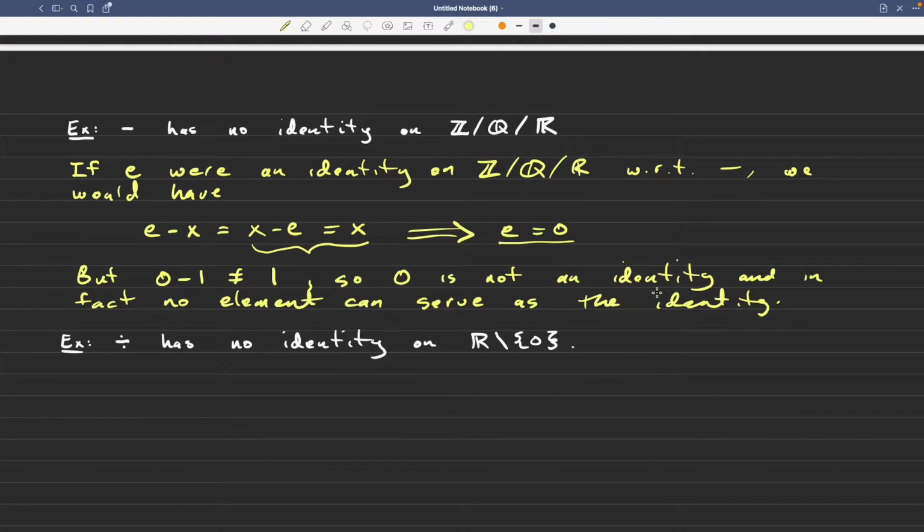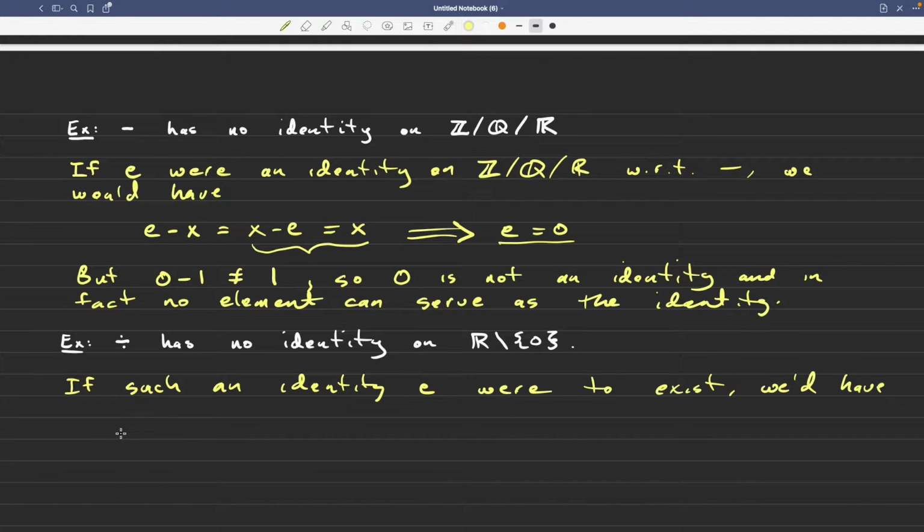Similarly, division has no identity on the reals minus 0. We're taking away 0 here, so we don't divide by 0. We'll do a similar sort of reasoning. If such an identity, let's call it E again, were to exist, we'd have E divided by X has to equal X divided by E, which has to be equal to X. And so if I take this equation here, that would be the same as X over E has to equal X. I could divide both sides by X because I know X is not equal to 0, and consequently I would learn that E has to be equal to 1.